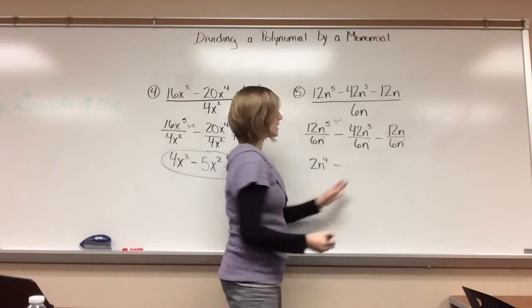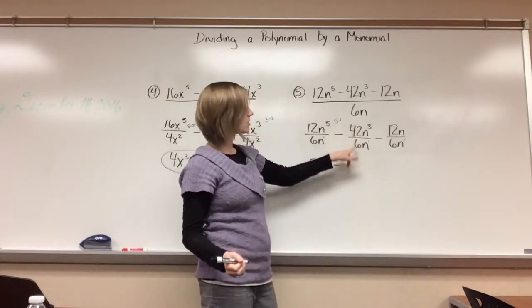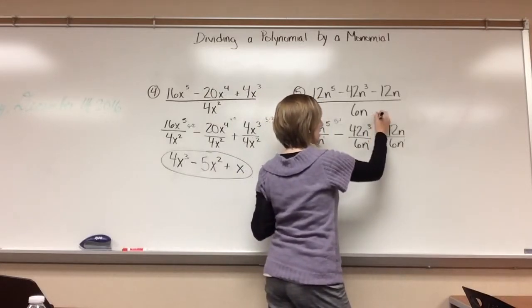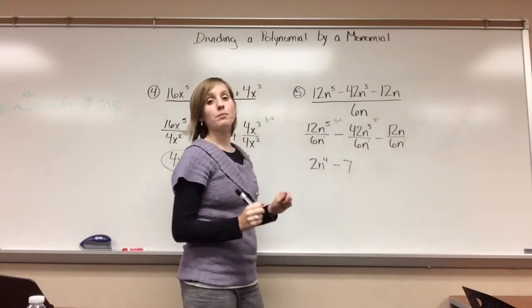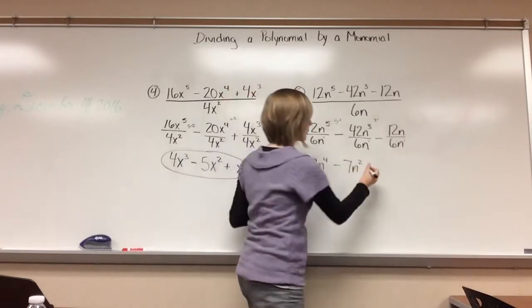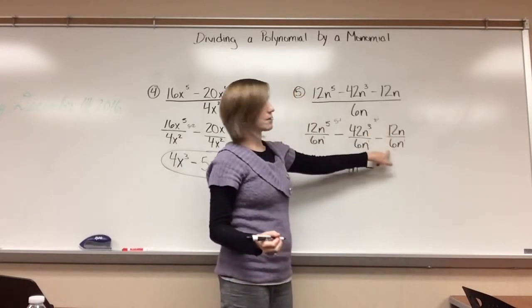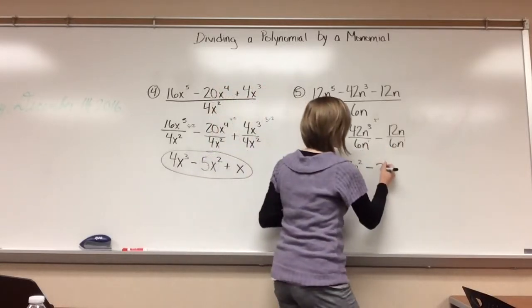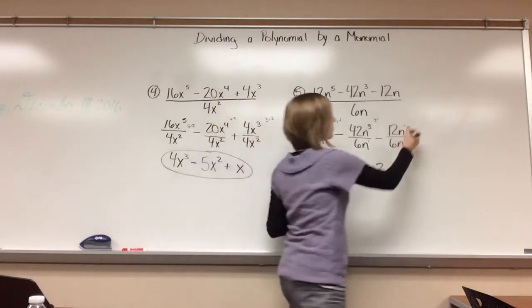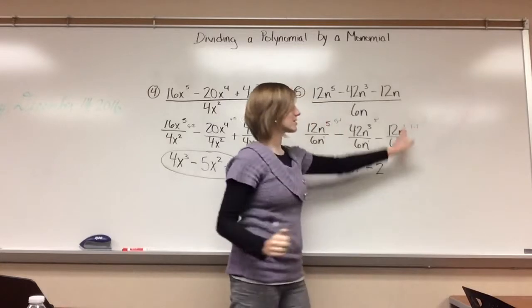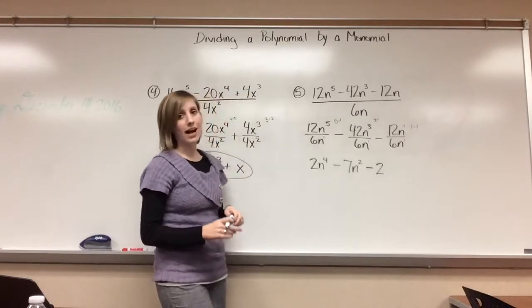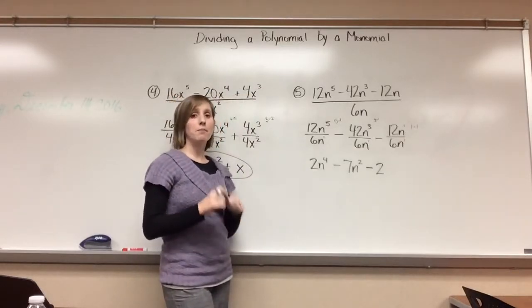Bring down our subtraction sign. Divide for the second term. 42 divided by 6 is 7. And then we subtract our exponents. 3 minus 1. Always the top minus the bottom. So 3 minus 1 is 2, so we get n to the second. And then for our last term, we've got our subtraction sign. 12 divided by 6 is 2. And then we subtract our exponents. This n doesn't have an exponent either, so we put the 1 there. 1 minus 1 is 0, which means the n's cancel. So we are just left with the 2. So our answer for number 5 is 2n to the 4th minus 7n squared minus 2.